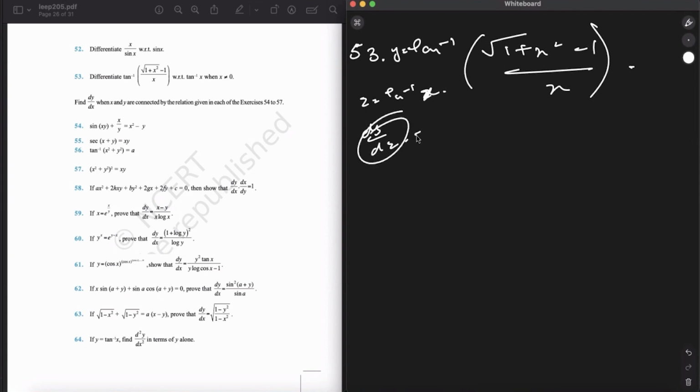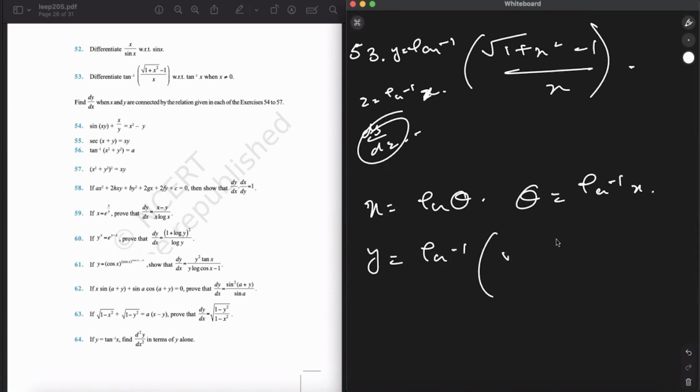ठीक है. तो कैसे सॉल्व करेंगे इसको? सबसे पहले मैं x को ले लेता हूँ tan थीटा. तो थीटा क्या हो गया? tan इनवर्स x, यानी थीटा हो गया z इज इक्वल टू tan इनवर्स x. तो मेरा y बन जाएगा tan इनवर्स अंडर रूट 1 प्लस tan स्क्वायर थीटा माइनस 1 अपॉन tan थीटा.